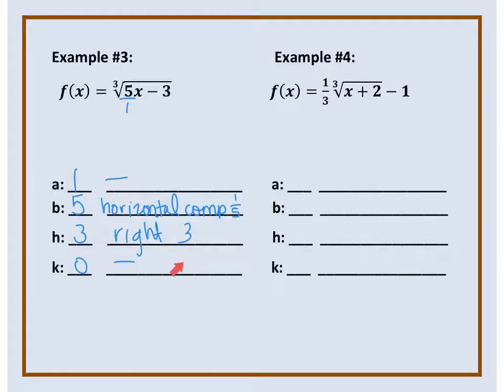Now, why don't you go ahead and try number 4. Try labeling everything and writing what those values would do to this graph.